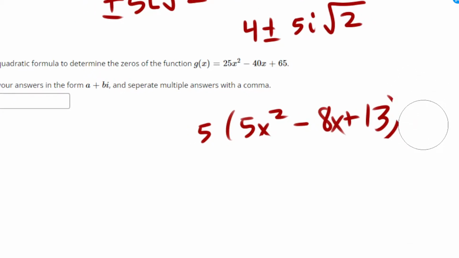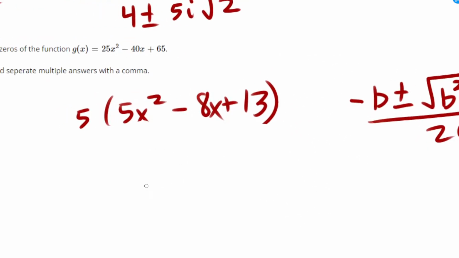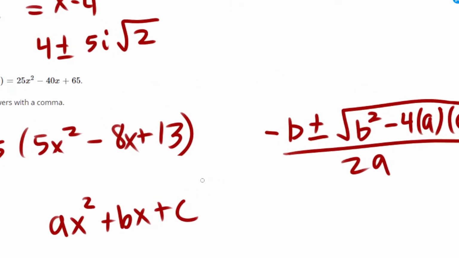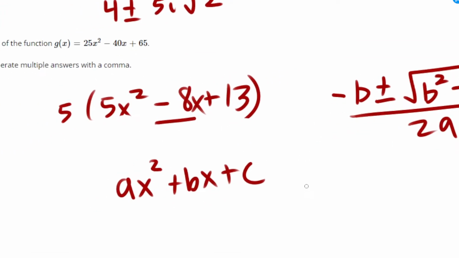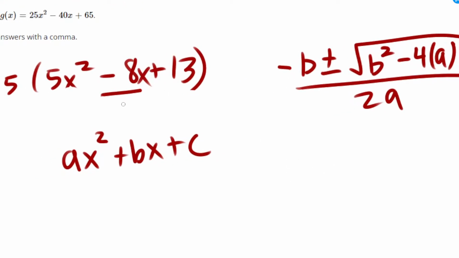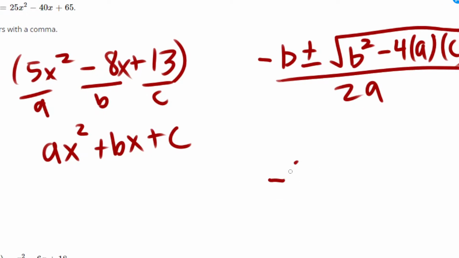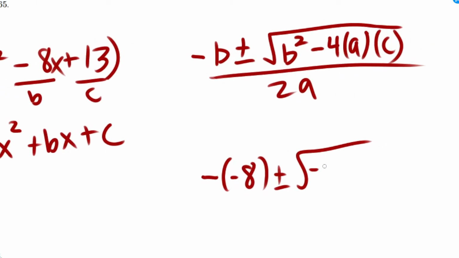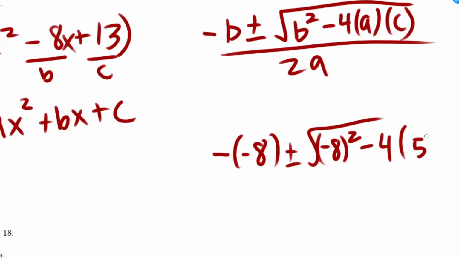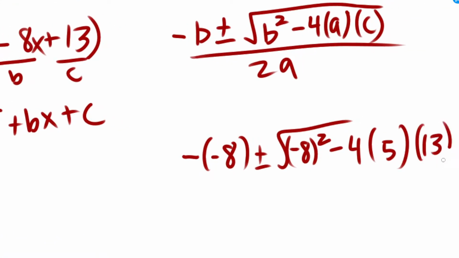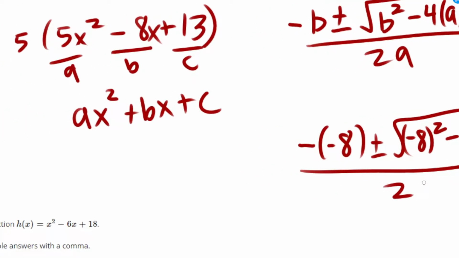So what we can do now is, if you remember our standard form, not vertex form, but standard form, it's ax squared plus bx plus c. We're going to take our b, which in this case is negative 8, and we'll just plug in. So this is our b, this is our c, and this is our a. So we'll take our negative b, which is negative 8, plus or minus the square root of negative 8 squared, minus 4 times 5 times 13, all divided by 2 times 5.